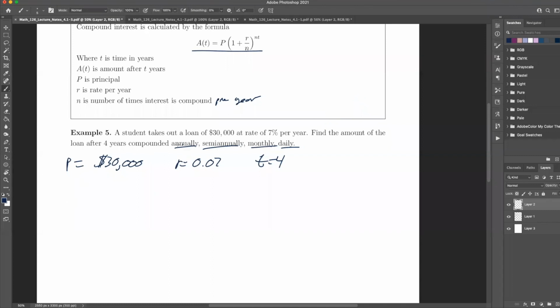So let's say I took this out. I'm only going to compound it annually. And so AT, the amount after time 4, so here it'd actually be A4. Actually, let's write it as AT first. AT, according to what we have, is 30,000 times 1 plus 0.07 over n, to the power n times 4. Okay, now let's just plug in some n's. Let's just do n equals 1.